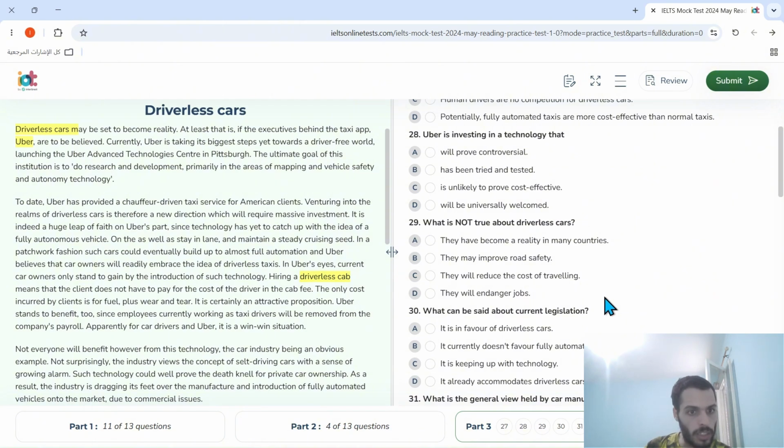And the client does not have to pay the cost to the driver in the cab fee. The only cost incurred by clients is for fuel plus wear and tear. This is certainly an attractive proposition. They have become a reality and they have reduce cost of traveling. They will reduce cost of traveling, they will endanger jobs. They will improve road safety. They have become a reality in many countries.